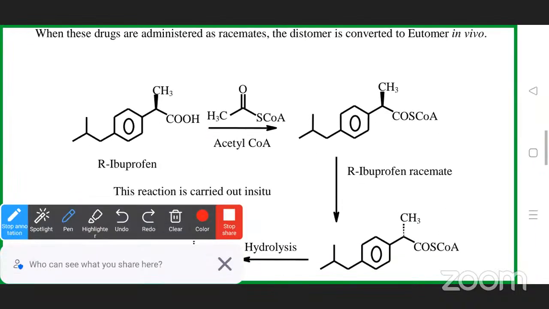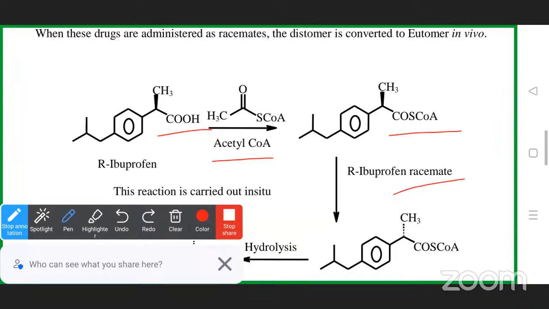So this is your R-ibuprofen. When R-ibuprofen is treated with acetyl coenzyme A, the acid is converted into R-ibuprofen coenzyme A. Okay, R-ibuprofen coenzyme A. Then under this ibuprofen racemate.